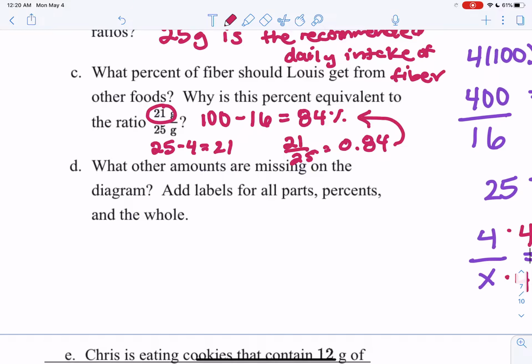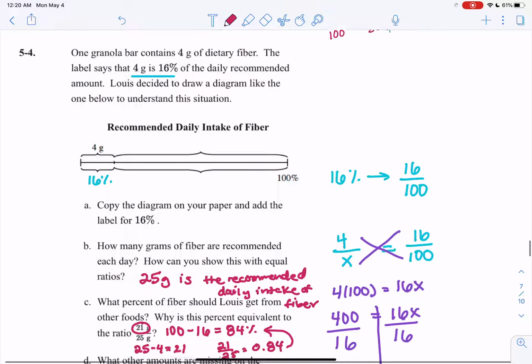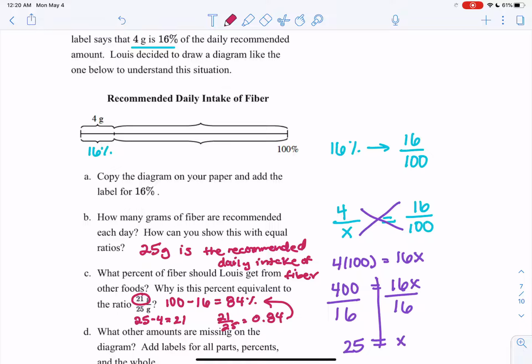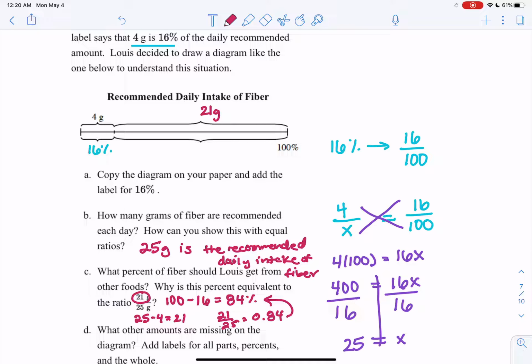Alright, so let's go ahead and add these missing values to our table. So 21 grams of other foods. And this is from the granola bar. And the rest of this missing percentage is 84.